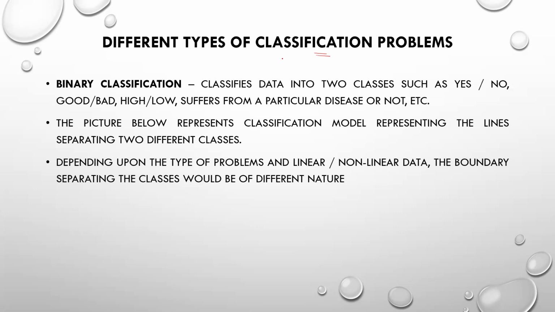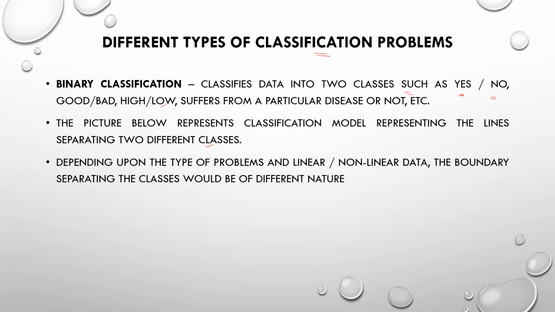So what comes under binary classification? What is binary classification? It classifies the data into two classes, such as yes or no. If a particular problem has only one of two solutions, that is yes or no, good or bad, high or low, a particular person suffers from a disease or not, these all come under binary classification. And below I'll show you some pictures where we represent these lines separating two different classes.